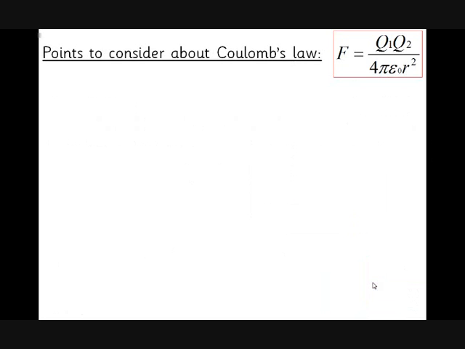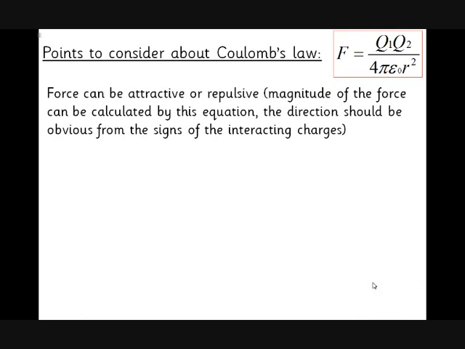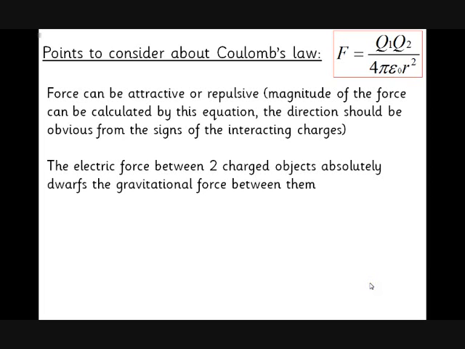Some little points to consider about Coulomb's law. The force can be attractive or repulsive. If you've got two positive charges, they're going to repel. Two negatives will repel. A positive and a negative will attract. I always find it's best to use the formula to come up with the magnitude of the force, and then look at the signs of the charges to work out the direction and whether it's going to be attractive or repulsive. If you look at the signs of the interacting charges, it's a little bit more obvious.